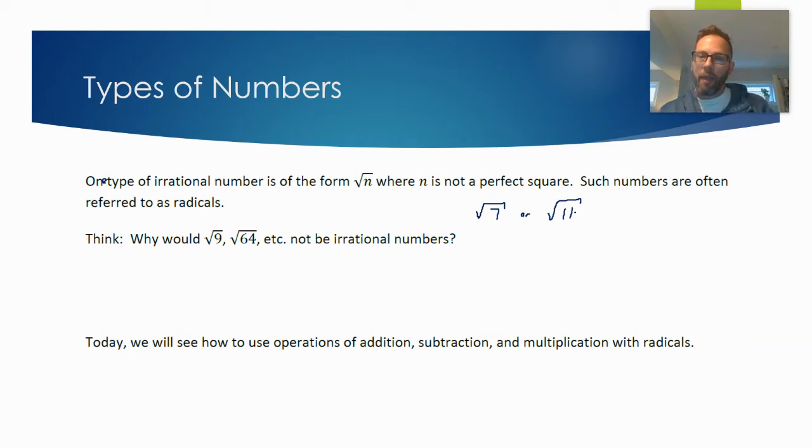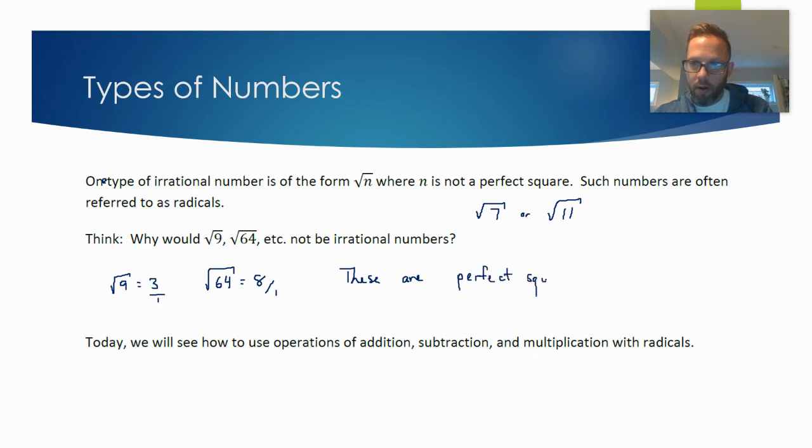So why aren't they irrational numbers? Well, the root of 9 is exactly 3. And 3 is a rational number, right? Because 3 you can write as 3/1. Same thing with root 64. Root 64 is exactly 8, which is like 8/1. So that's a rational number too. These are perfect square numbers. The root of a perfect square number isn't irrational. It's actually rational because it gives you a whole number.